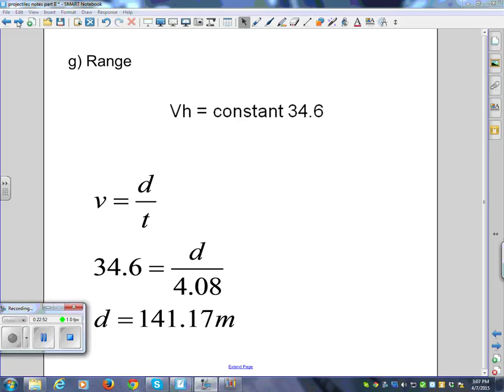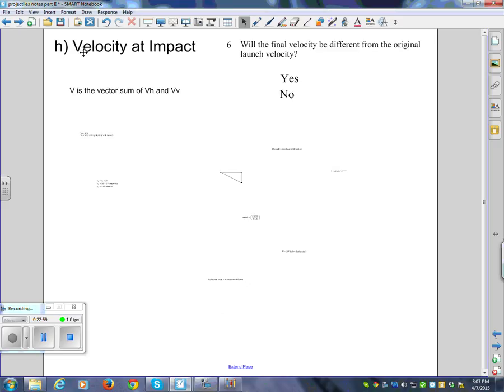Okay. There is actually one last question. What could it possibly be? Are you kidding? I'm not gonna prove. Just watch. You don't have to write it down. Just watch and learn. What's the velocity of impact? It's the vector sum of vH and vV.